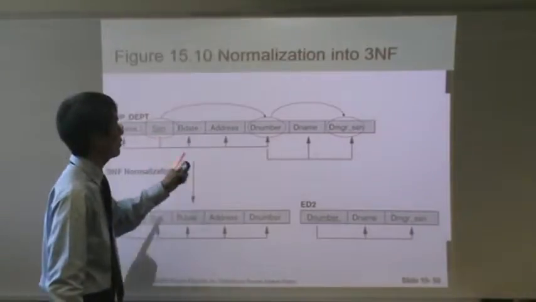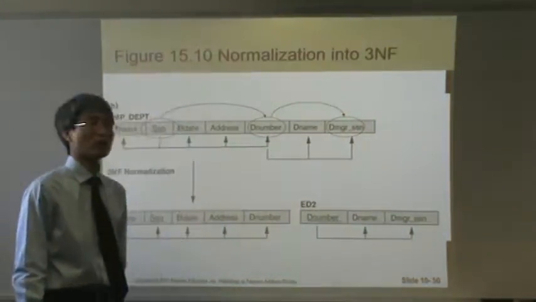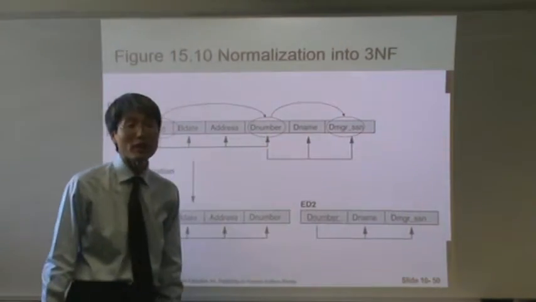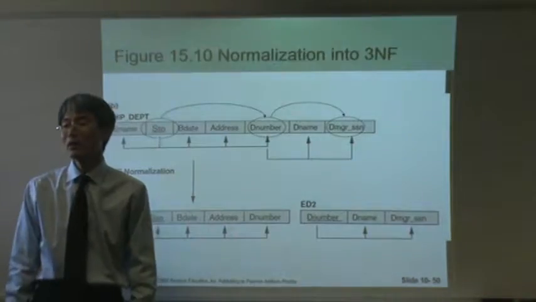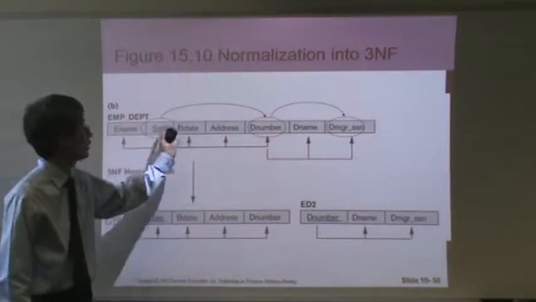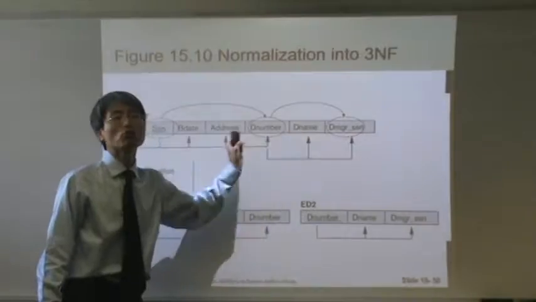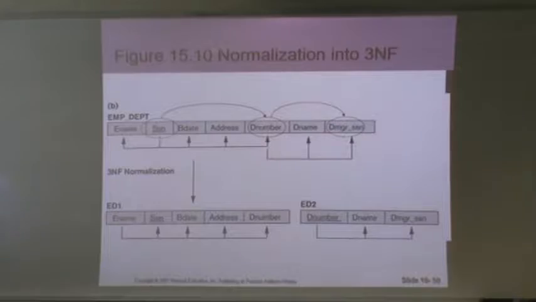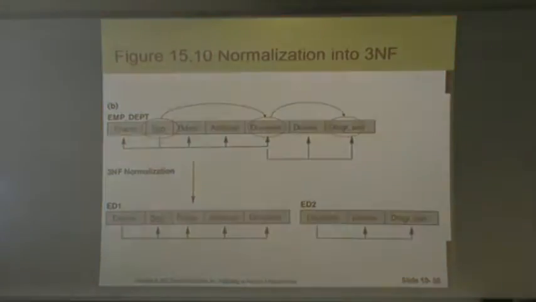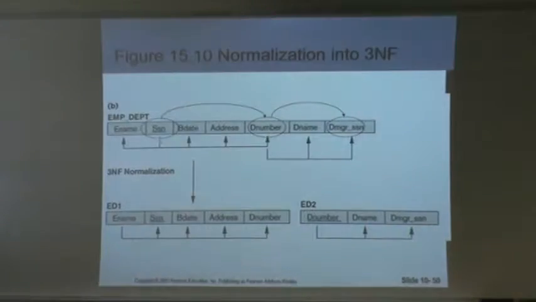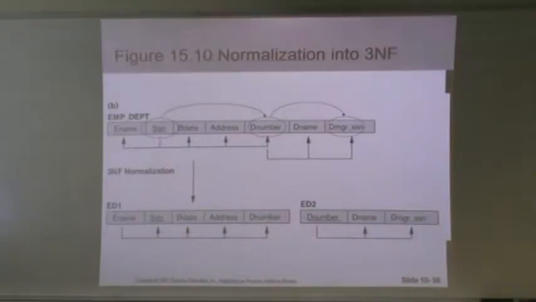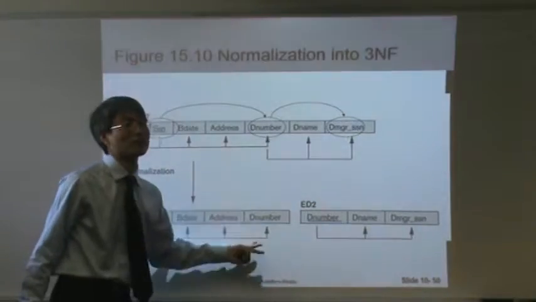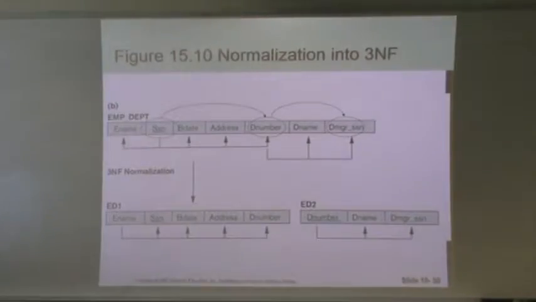Somebody may be curious: social security number can determine this one. Why? Because it determines D number, which determines this one. Yes, because of transitive. However, if you allow transitive, how many different meanings? Two different meanings. So to avoid that, third normal form does not allow such a transitive. Then how can we make it third normal form? Decomposition, by what? Functional dependency. Then you can see the third normal form.